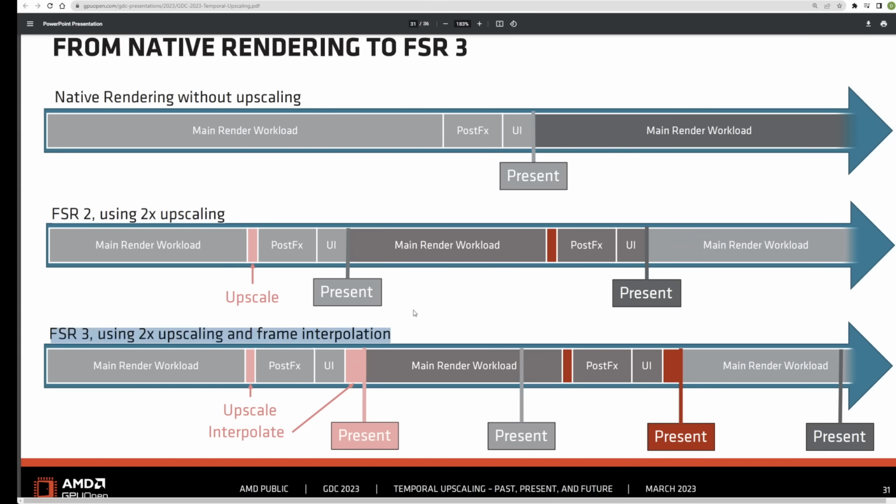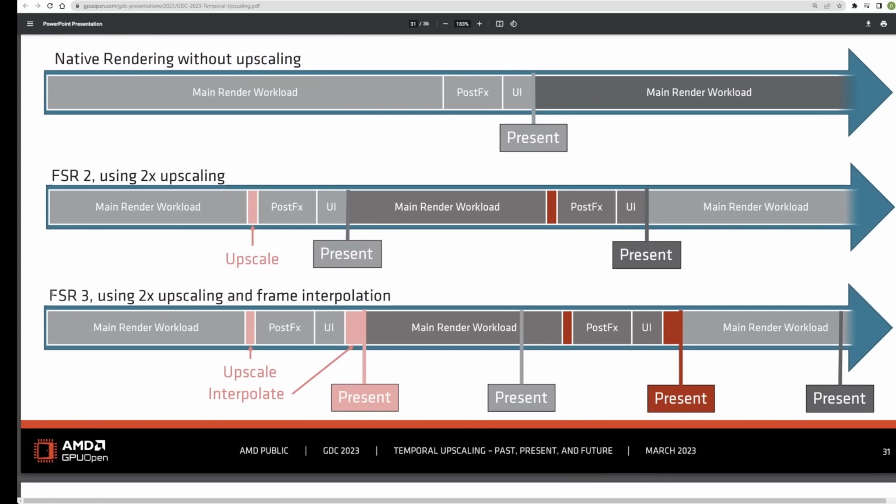And I do want to mention that they have not said anything about being able to use FSR3 without FSR2 at the same time, whereas DLSS 3 frame generation does allow you to separate those out. In other words, you can run frame generation with DLSS 3 on a native image. Anyway, here it's showing you that you would do this same FSR2 bit to begin, right? You start out the same way.